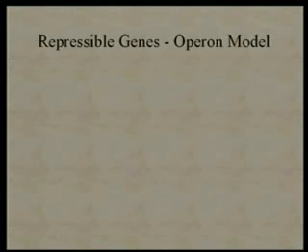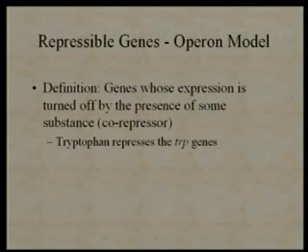All right. The other major class of genes are the repressible genes, or regulation by repression. And these are genes whose expression is turned off by the presence of something in the environment. And our example is going to be tryptophan. There's no reason for the cell to make all the enzymes necessary to make tryptophan if it's got a lot of tryptophan in its environment. And so the cells don't do this.